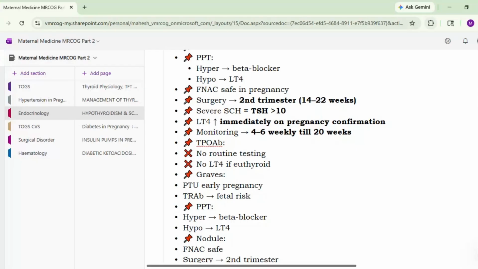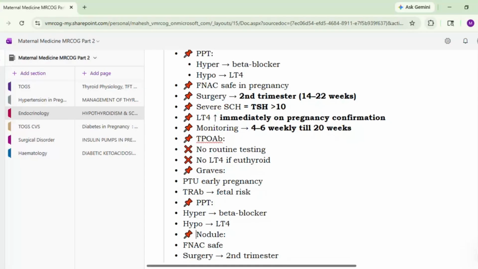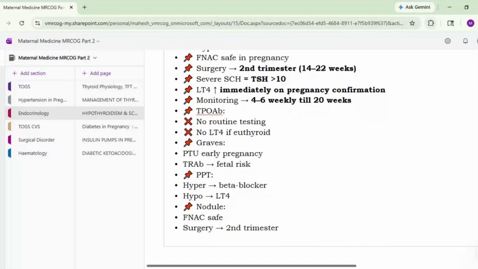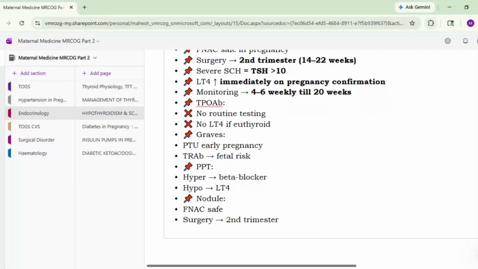Now, if you have TPO antibodies, you don't have to test these antibodies routinely, and no LT4 is required if the patient is euthyroid. For Graves' disease, PTU is used in early pregnancy, and TRAB has a fetal risk. Then postpartum thyroiditis, in the hyper phase there is a beta blocker, in the hypo phase LT4. Nodule, FNAC is safe, and surgery is in the second trimester. So that finishes the whole guideline.